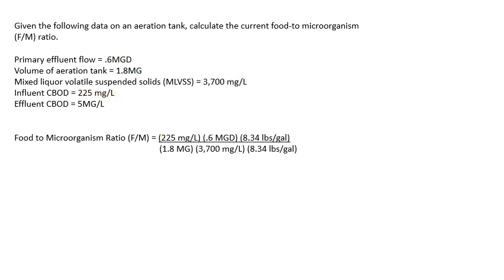Now we have it plugged in. 225 milligrams per liter times 0.6 million gallons a day times 8.34 pounds per gallon, divided by 1.8 million gallons times 3,700 milligrams per liter times 8.34 pounds per gallon. On the top you got 1,125.9. On the bottom we got 55,544.4. It's going to give you an answer of 0.020.